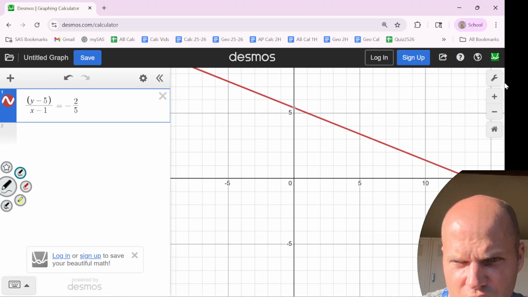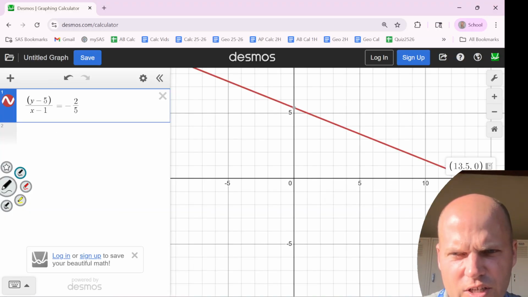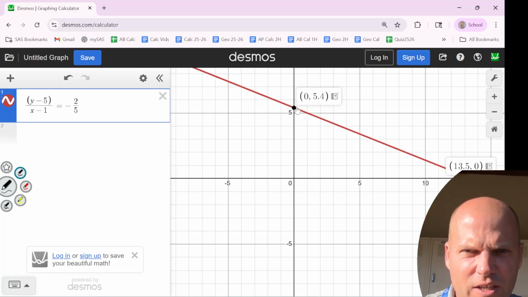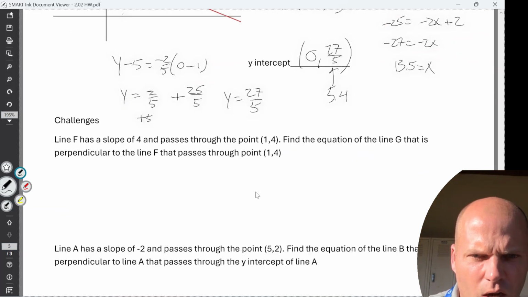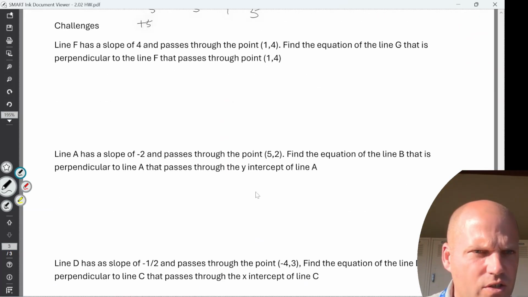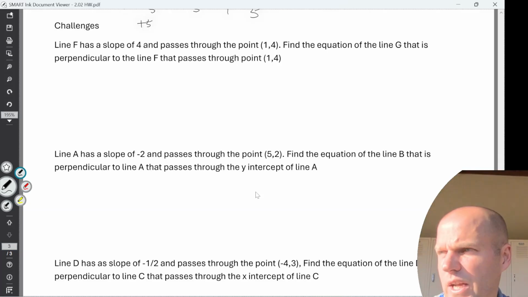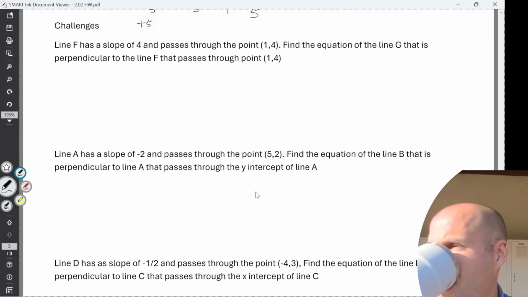Let's look at our graph, make sure. Here is our x-intercept at 13.5, 0. Here's our y-intercept at 0, 5.4. Beautiful. All right, a couple challenges, 3 challenges, where you just got to pay attention to things. Remember about perpendicular slopes and parallel slopes.